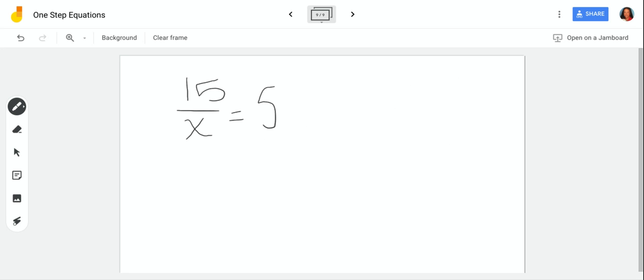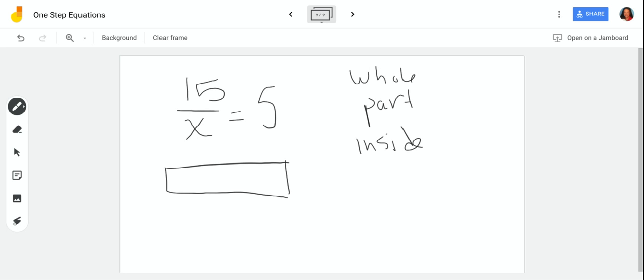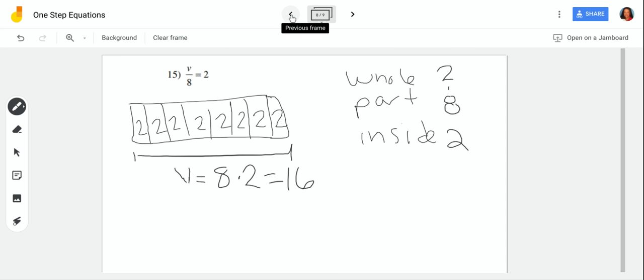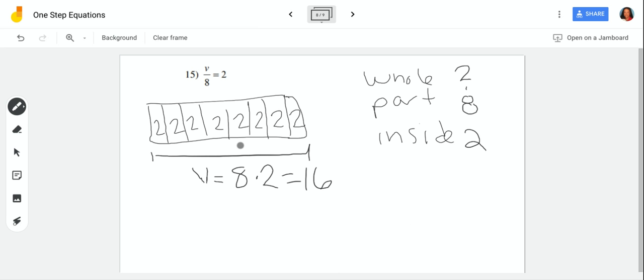In this problem, it looks like it's a division problem. However, if we ask ourselves the same question, what's the whole? What's the part? And what goes inside each part? We can find that by asking the same thing that we asked ourselves before. So which number represents the whole? And if we remember from our last slide, the whole thing was the V.